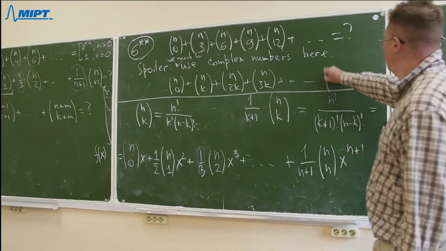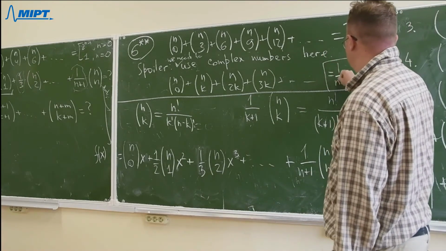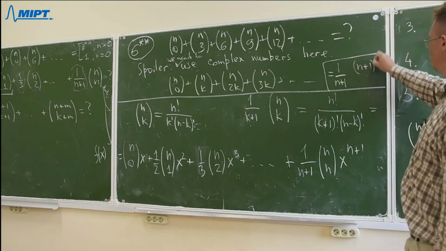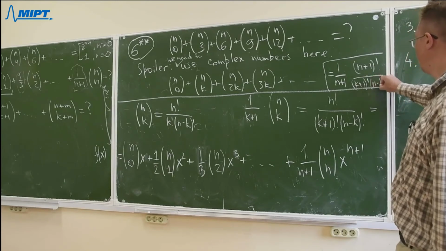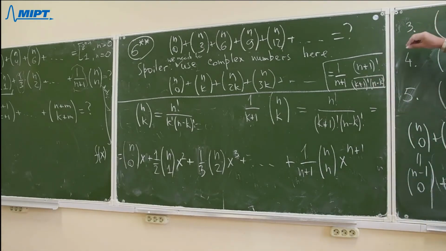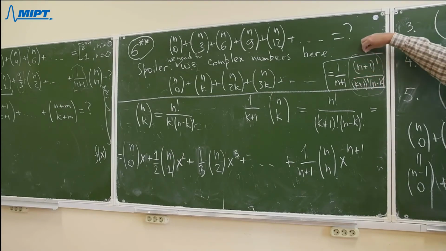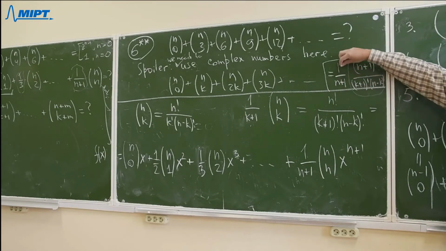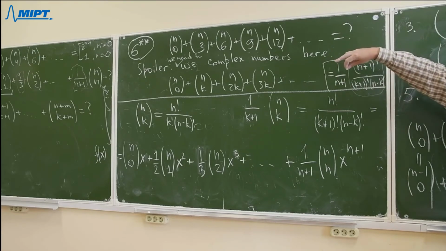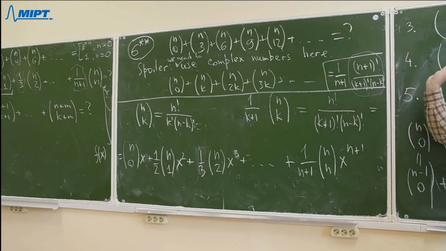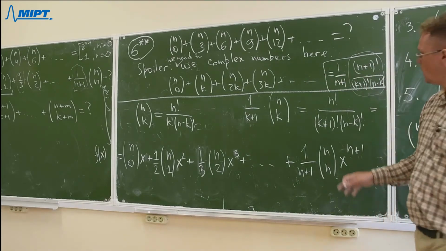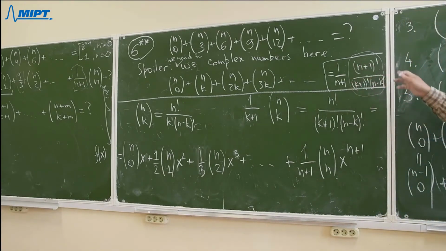Yeah, exactly. So I can multiply and divide by n plus 1. And so here I'll have a new binomial coefficient. But now this ratio will be the same for all the summands, because I will have 1 over n plus 1 everywhere. And so I can just get rid of it and just calculate the sum of these binomial coefficients.